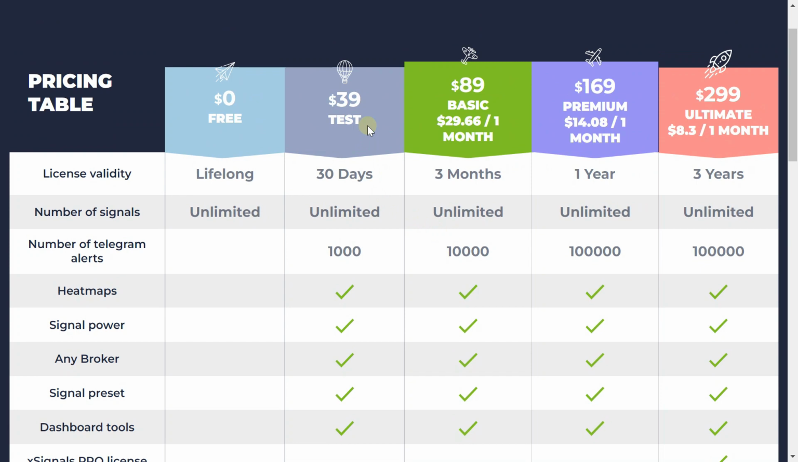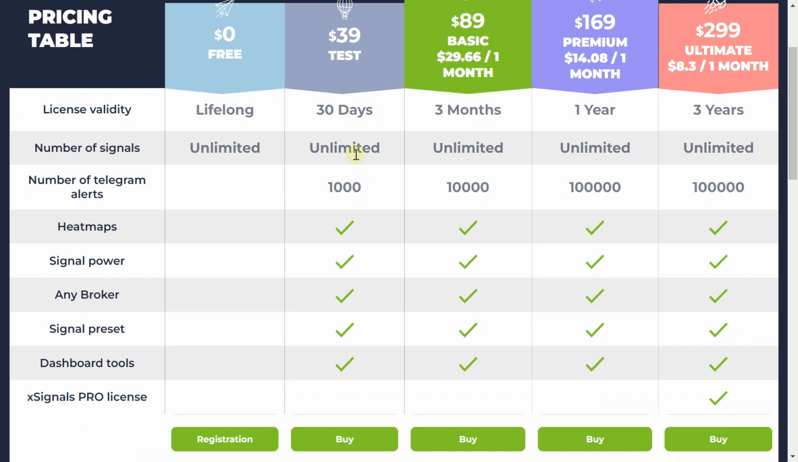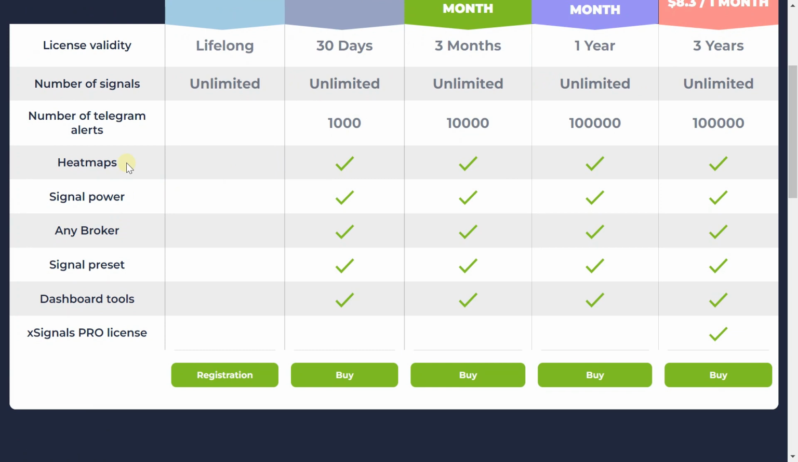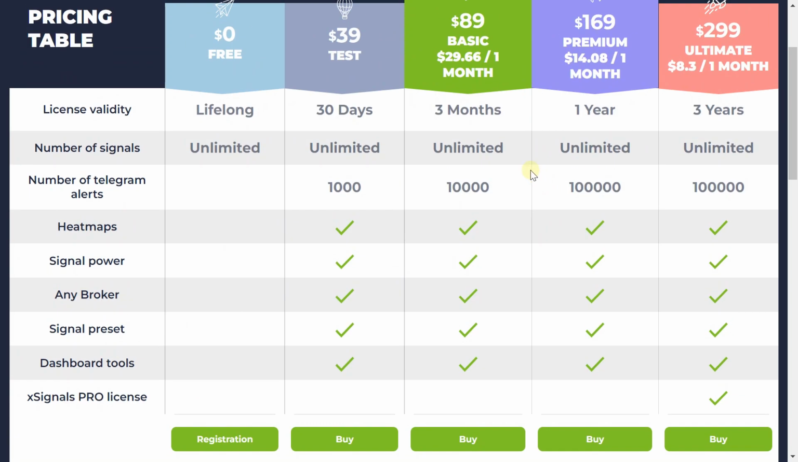The second plan is a $39 plan, which is a test plan and lasts for 30 days. You get unlimited number of signals, you get 1,000 Telegram alerts, and you also get these other features. The third plan is the basic plan, which is around $89. So this means that each month you are paying $29.66 because this plan runs for 3 months. You get unlimited number of signals and 10,000 Telegram alerts.